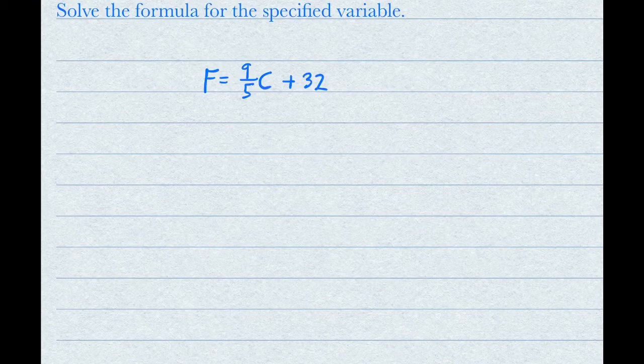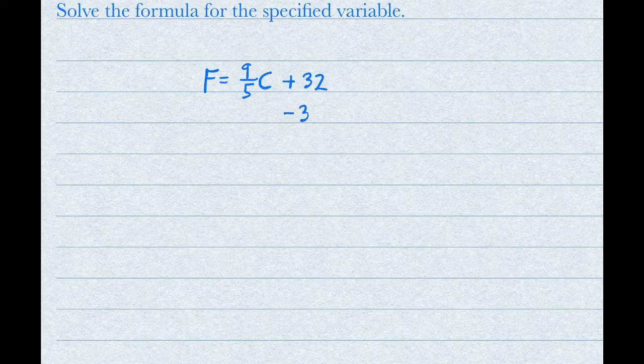Now, if you notice, there are only two variables, Fahrenheit and Celsius. Since it's already solved for F, in this case we're going to solve for C. So what you do is you want to get the C by itself. Notice that the fraction 9/5 is being multiplied to the C, and that 32 is being added to that. What you want to do is reverse that process so that you can get the C by itself.